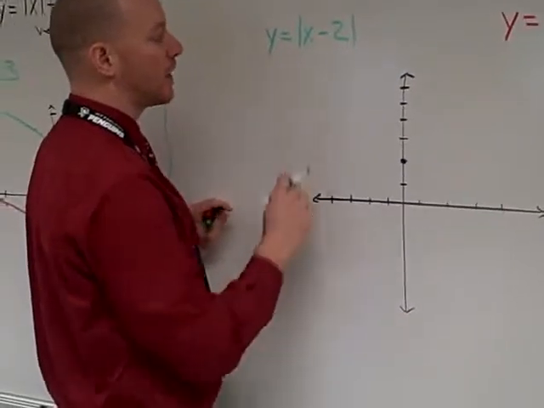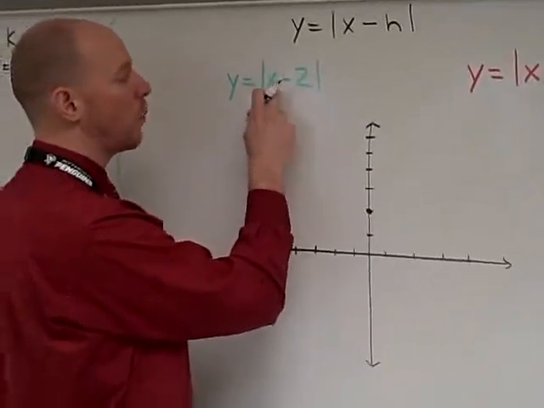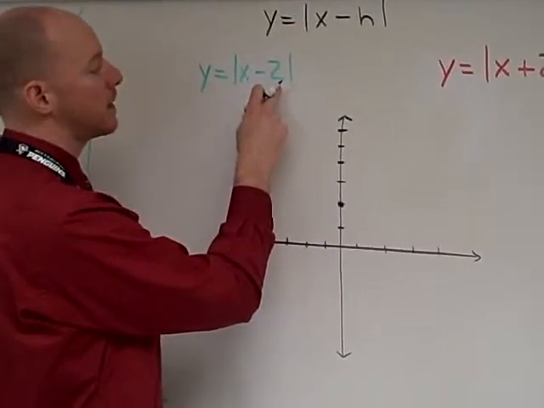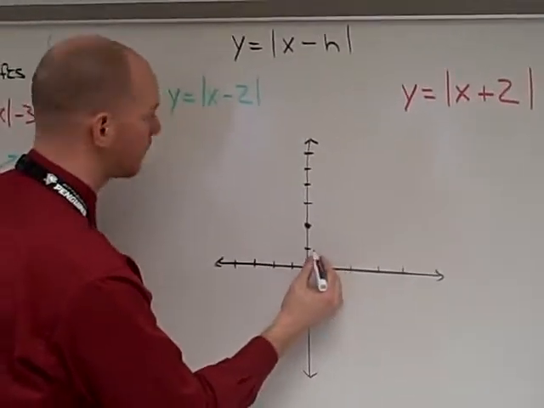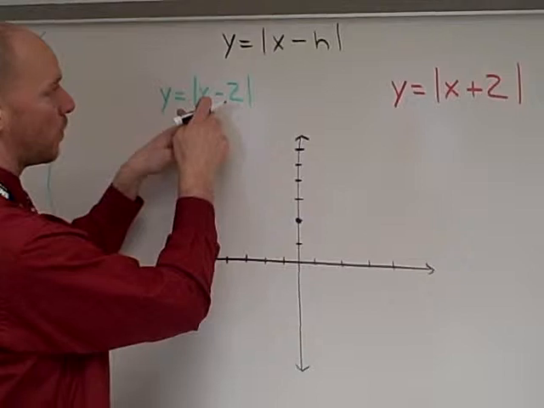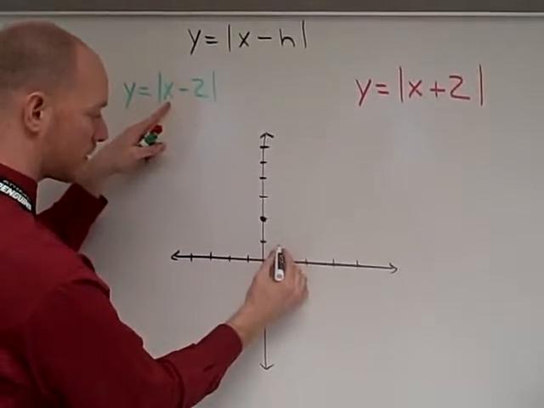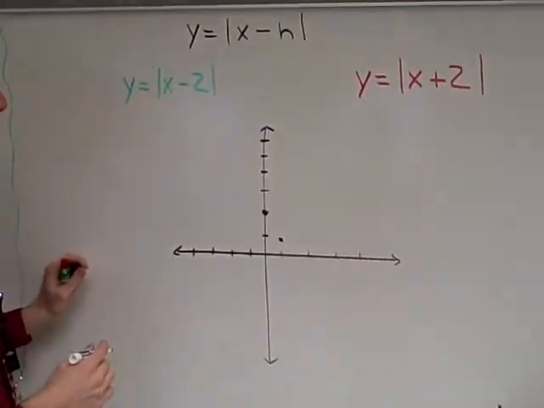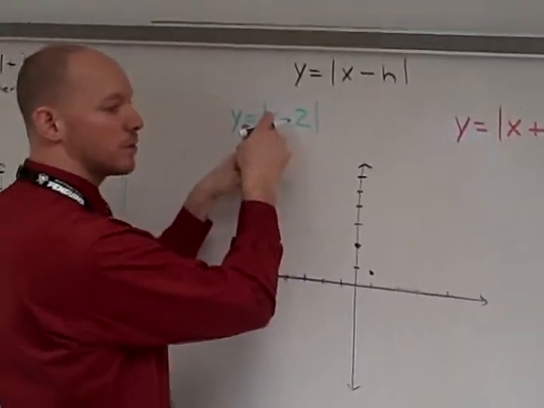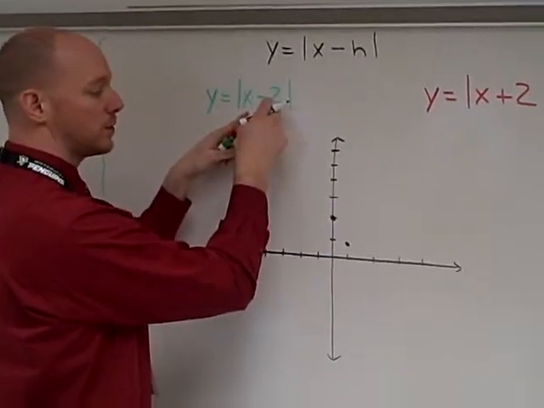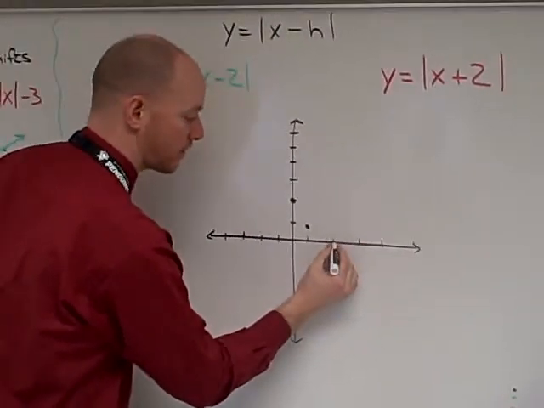If I substitute the value 1 in for x, 1 minus 2 is negative 1. Absolute value of negative 1 is 1. So by substituting in 1 in for x, I get the value 1. And by putting a 2 in for x, 2 minus 2 is 0. Absolute value is 0.